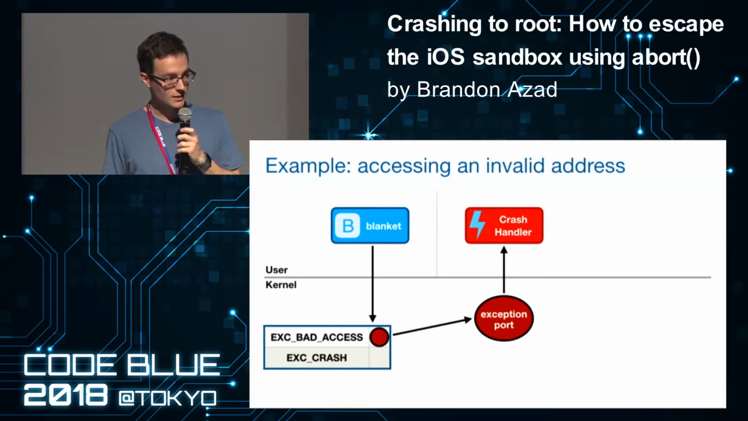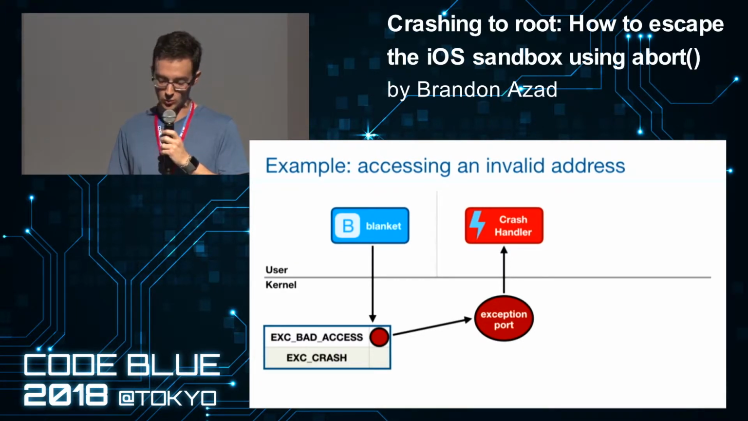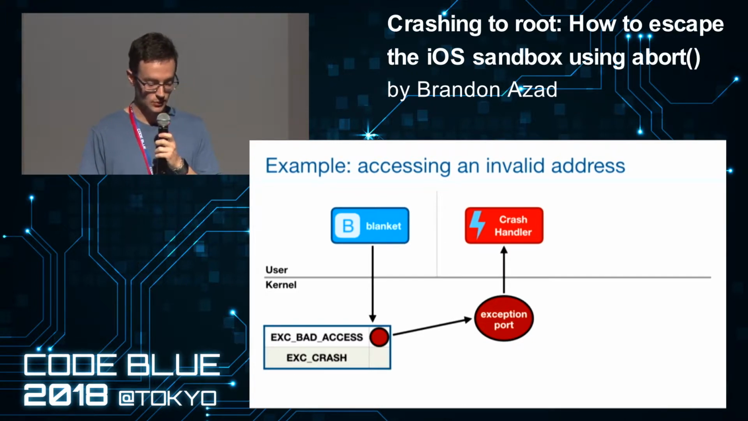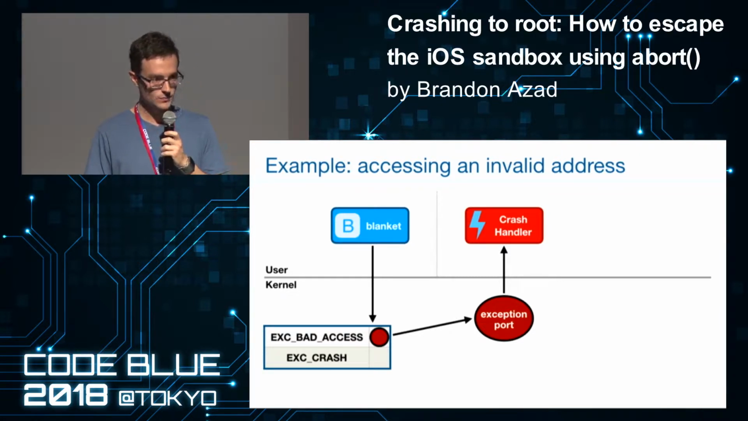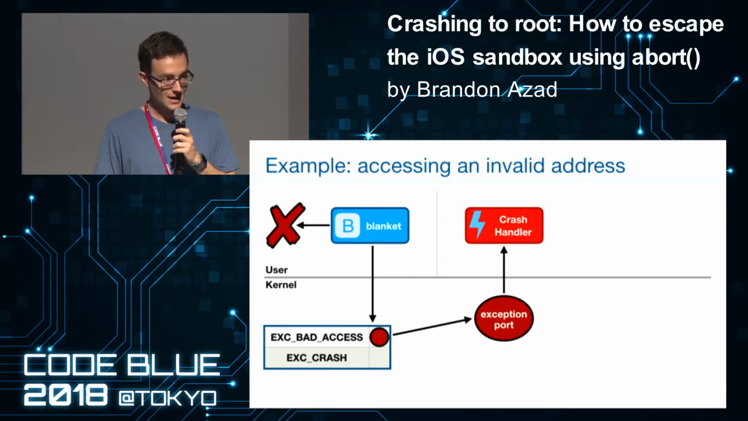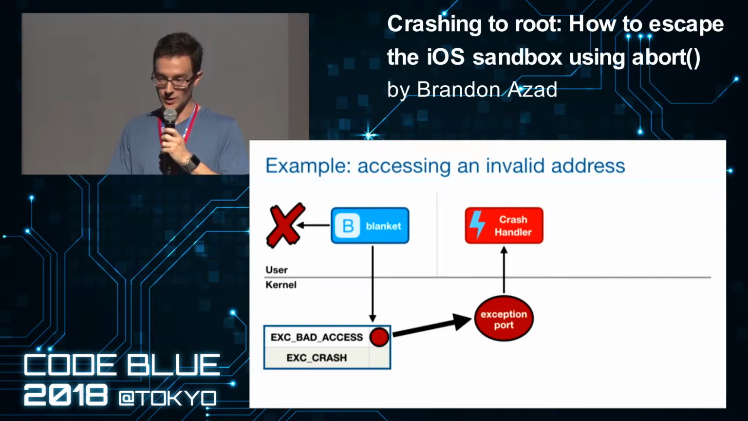So what does exception handling actually look like? Here's a hypothetical example where our process, Blanket, in blue, has a registered exception port for EXC_BAD_ACCESS, and that port is owned by this crash handler process in red. So when Blanket accesses an invalid memory address, the kernel will check its exception table and see that there is indeed a registered exception port for EXC_BAD_ACCESS.